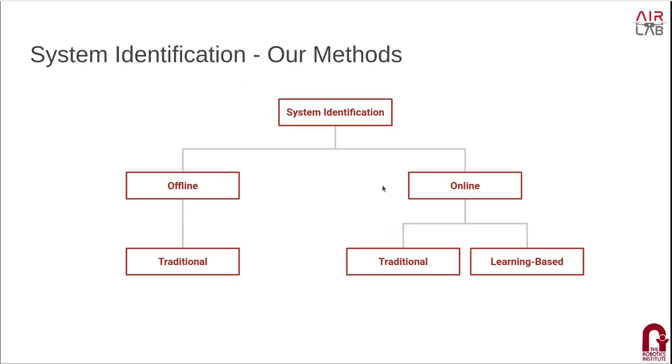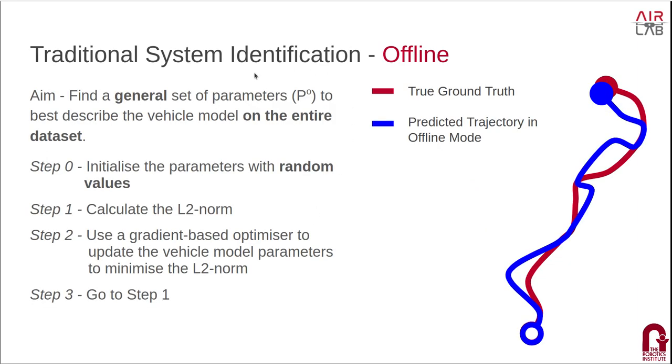We can categorize our approaches for system identification as either offline or online. While we explore the traditional offline approach, we evaluate the traditional online approach and propose a novel architecture for learning-based online system identification. Now it is finally time to dive into our methodology. First off, we have the offline variant of the traditional system identification. Here, the aim is to find a general set of parameters to best describe the vehicle model on the entire dataset. Since we use the entire dataset to calculate a loss, the performance of these parameters would not be the most optimal for almost any individual trajectory, but would be good enough for most of them.